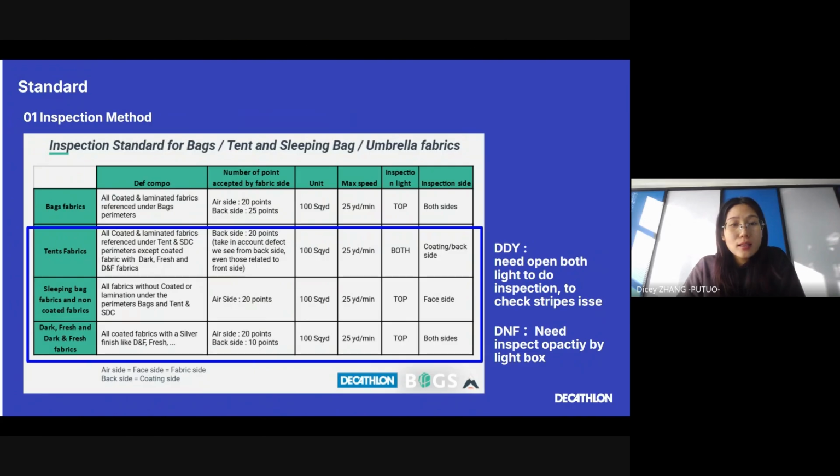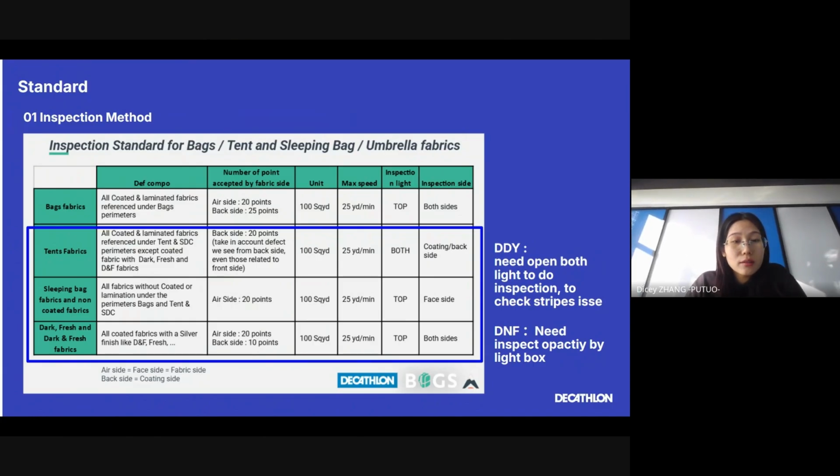This domain is tent and sling bag. What I circled is the inspection method for these 2 kinds of component. But you need to pay attention to the tent fabric. This line does not include the dark and fresh fabric, so you need to find the dark and fresh inspection method in here. And for the sling bag and the non-coated fabric, you need to refer to this inspection method. But you need to pay attention to the dope dye fabric.